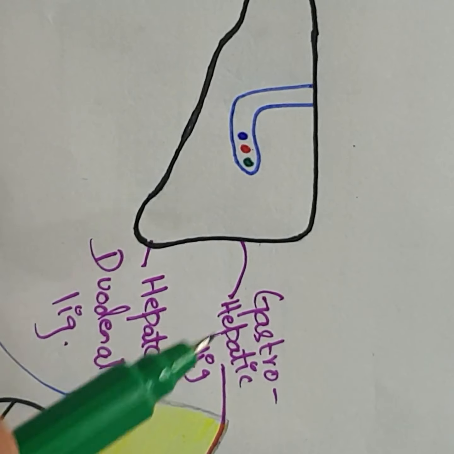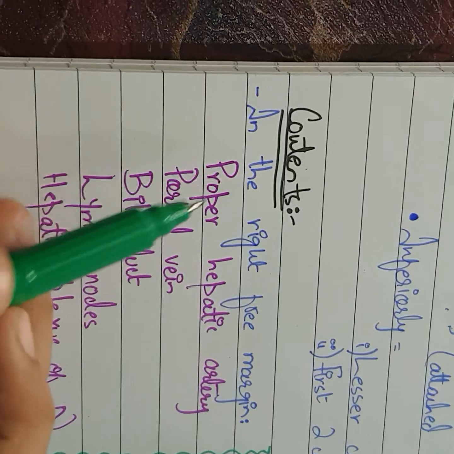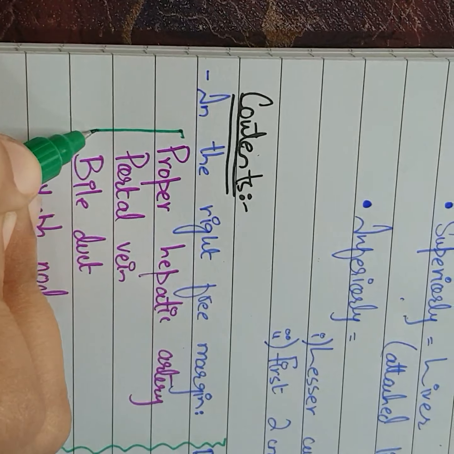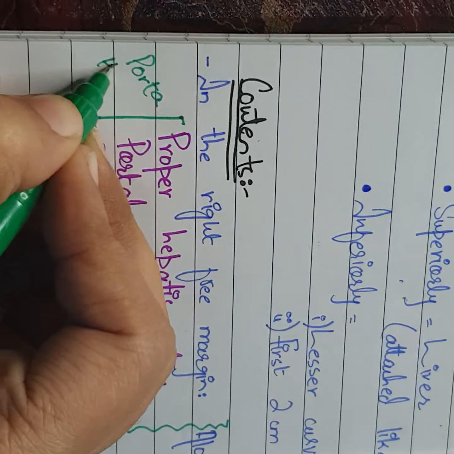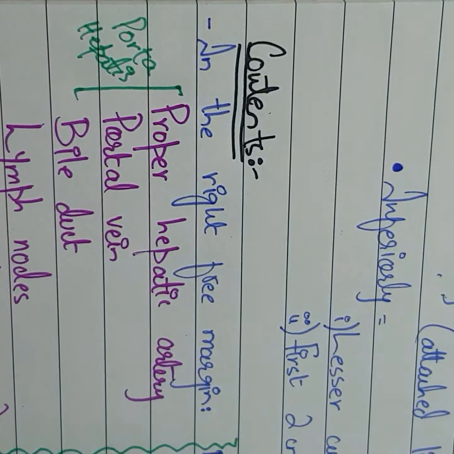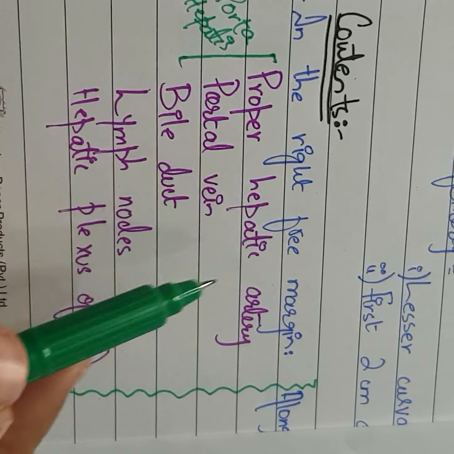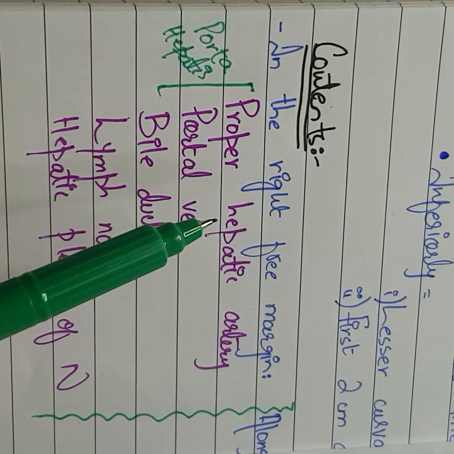Okay, so these are the contents of the right free margin. In the right free margin we have the proper hepatic artery, portal vein, bile duct. These are the contents of the porta hepatis too. In addition to the contents of the porta hepatis, we have the hepatic plexus of nerves, and lymph nodes. So these contents are present in the right free margin of lesser omentum.